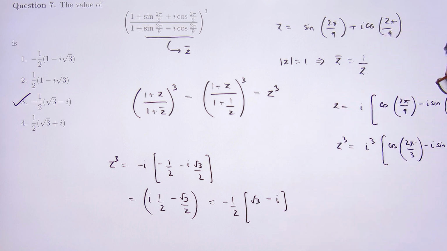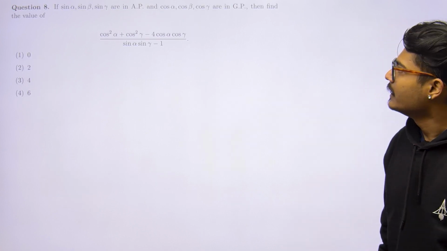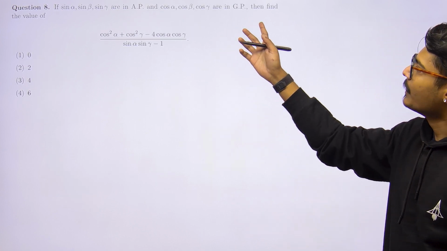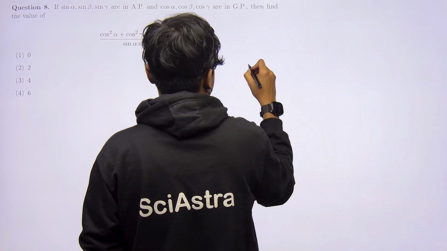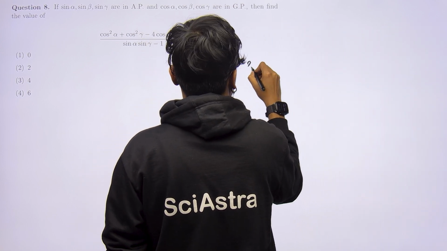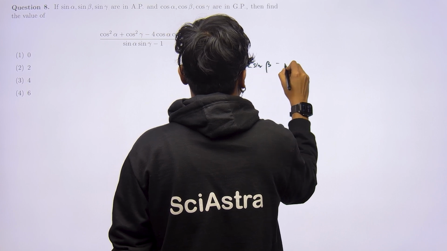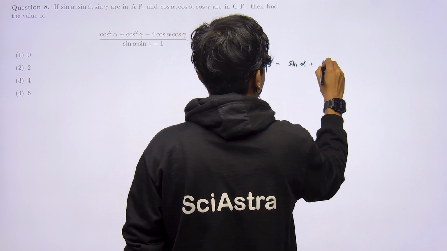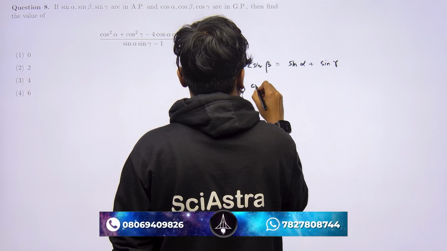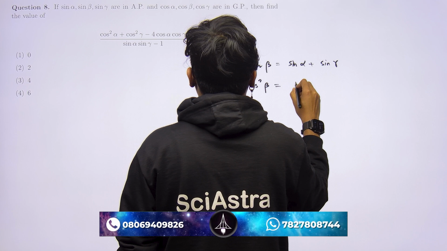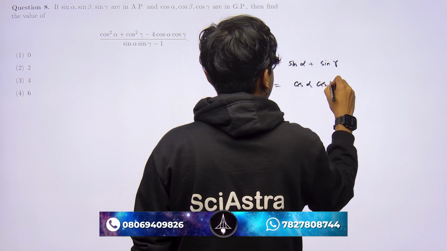Coming to the 8th question, if sin alpha, sin beta and sin gamma are in AP and cos alpha, cos beta and cos gamma are in GP, then find the value of this ratio. Then from the first relation, we can say that 2 sin beta is equal to sin alpha plus sin gamma. And from the second relation, we can say that cos square beta is equal to cos alpha times cos gamma.